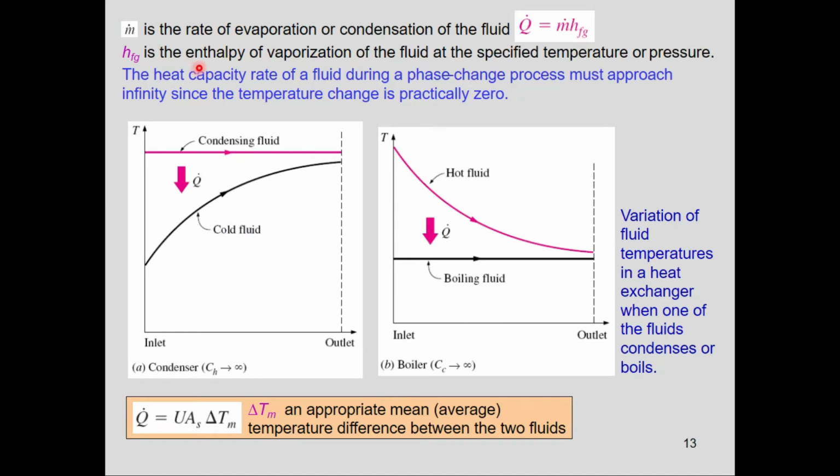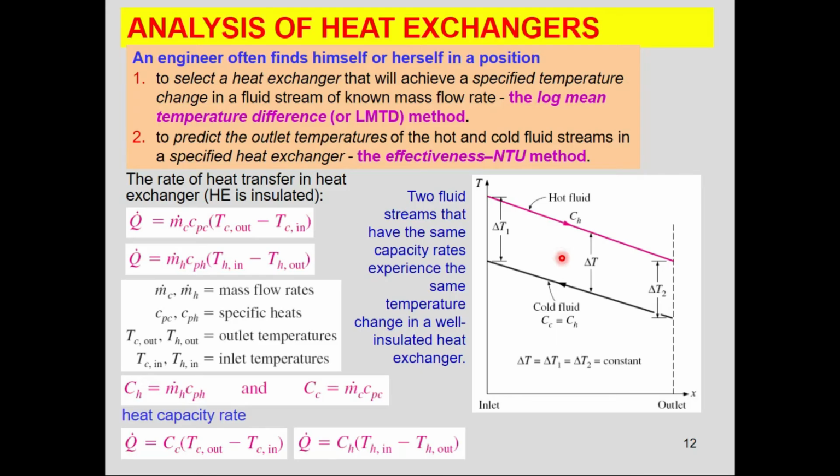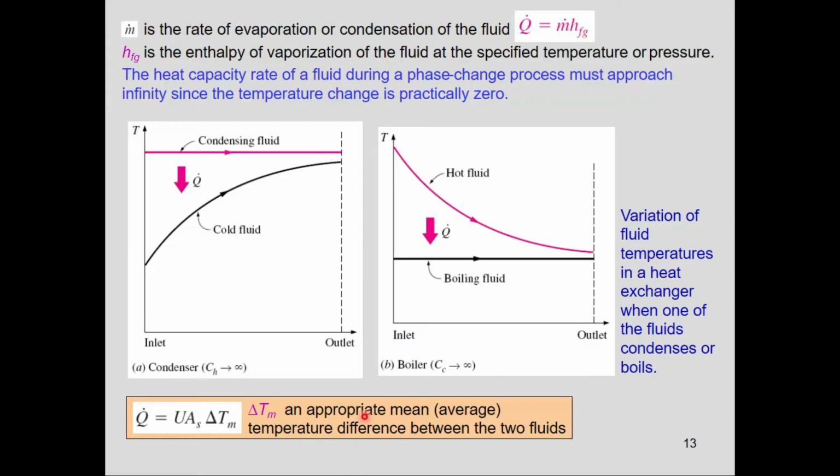So the rate of evaporation and the rate of condensation for the particular fluid is determined by this formula. Q dot is equal to m dot multiplied by hfg. m dot is the mass flow rate of the evaporation or the condensation, and hfg is the enthalpy of vaporization of the fluid at the specified temperature or pressure. We cannot use this formula for the determination of the rate of condensation or the rate of evaporation in a heat exchanger. So this is the reason behind this.